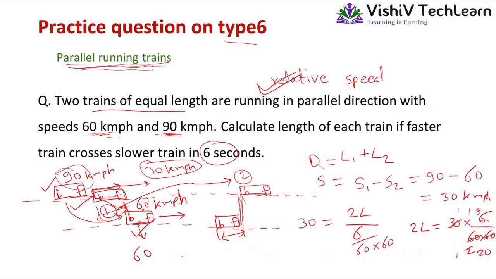So basically L we got as 1 by 40, but this is in kilometers. To make it meters, multiply by 1000. So 4 we can cancel, and this is the final answer. The length of the train is 25 meters. This is the final answer.